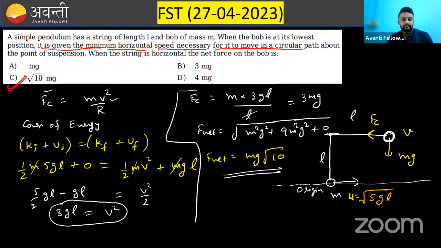This was a good question. Is it clear? Try to conceptualize how we are starting the question and how we are ending the question. That will help you out moving further.